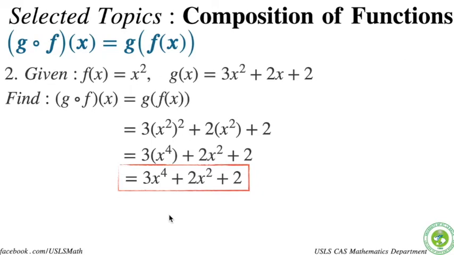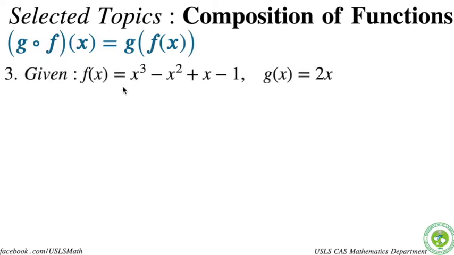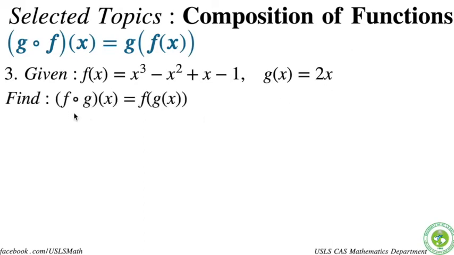Okay, for number 3, given f of x equals x cubed minus x squared plus x minus 1, g of x is equal to 2x, and then we're going to find another one, f circle g of x. Okay, so just take note, ordering in the composition will lead you to another type of formalization. So this f circle g of x is not the same as g circle f of x.